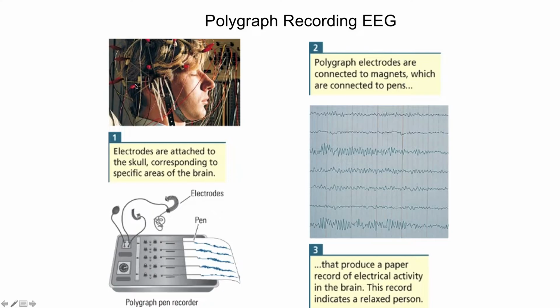An old school model, so they don't use this anymore, but I'm sure they still have some old models like this around. Polygraph electrodes are connected to little magnets, and then these magnets are connected to pens. That will create wavy little lines with a record of the electrical activity in the brain. However, this is not used anymore, and everything's automated and computerized, but this is what that kind of used to look like. Kind of looks like a lie detector, doesn't it?